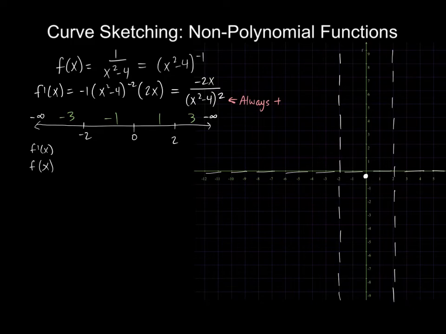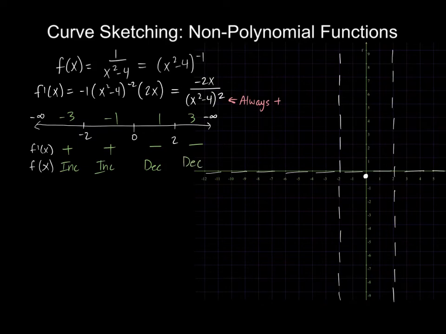So f prime of x at negative 3. If I put a negative 3 on top, I get a positive 6 on top. So I get positive over positive, which is positive, which tells me my function is increasing. If I plug in negative 1 on top, I get positive. Bottom's always positive, still increasing. If I plug in positive 1 right here, I get negative 2 on top, which tells me it's negative and decreasing.